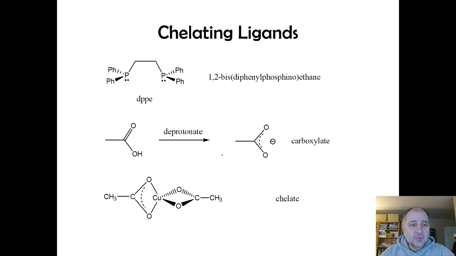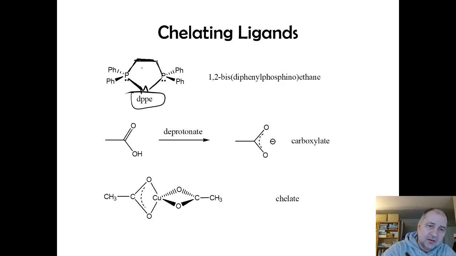We had ethylene diamine, and a diphosphine is also a good example. If you think about it, with ethylene diamine and with diphenylphosphine, we always make a 5-membered ring, which is very, very stable. 6-membered and 5-membered rings are sterically not strained. In fact, the 5-membered ring is actually less strained than the 6-membered ring. We call this ligand DPPE for short, instead of 1,2-bis(diphenylphosphino)ethane.